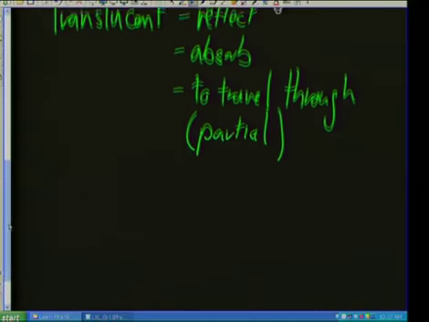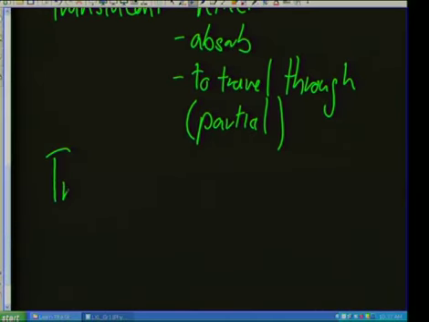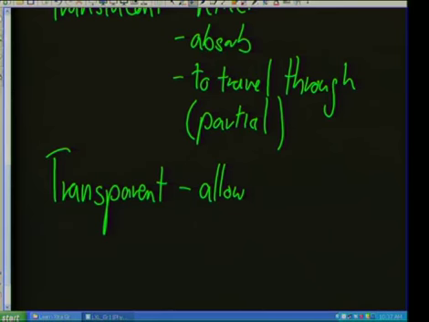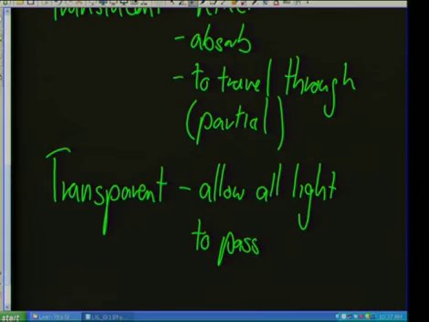But then what happens if something is clear? What do we call that? It is something that is transparent. Then it will allow all the light falling on it to pass through. It doesn't prevent it from going through it at all.